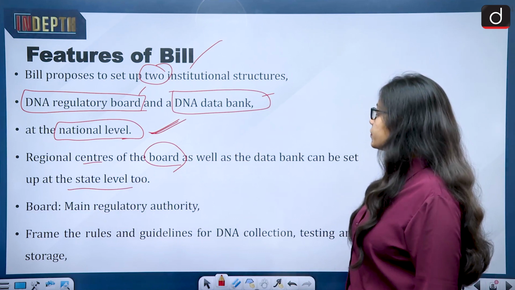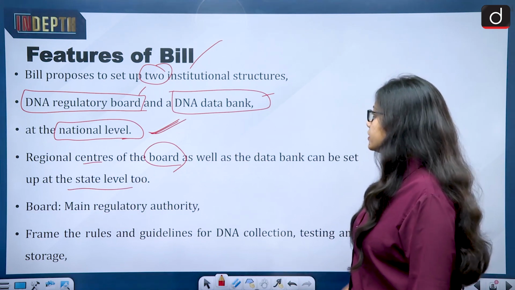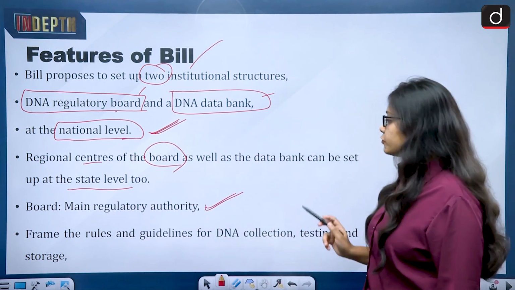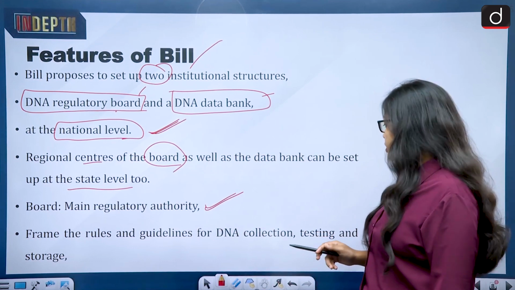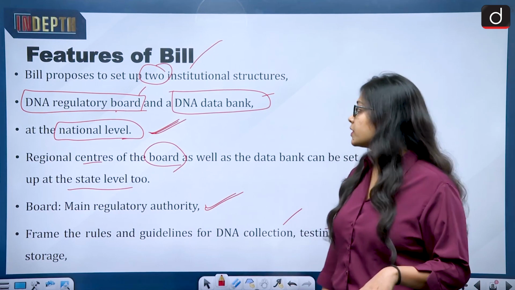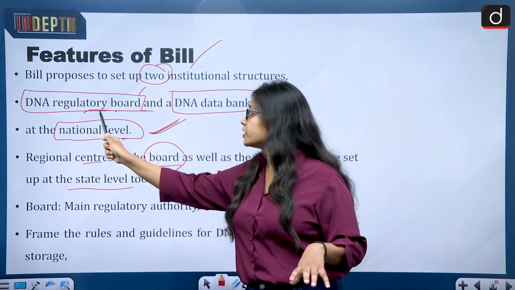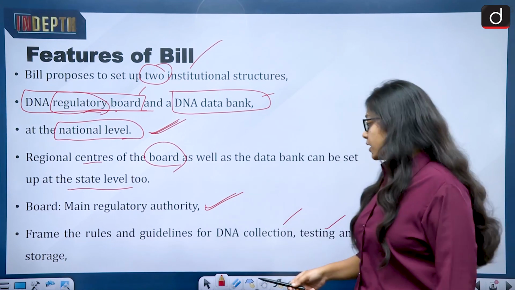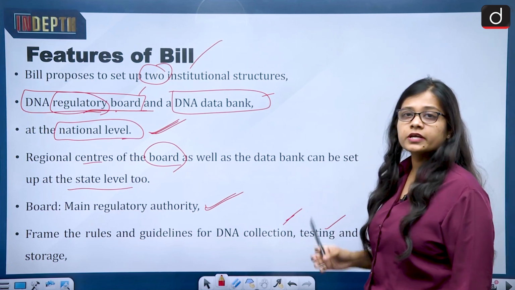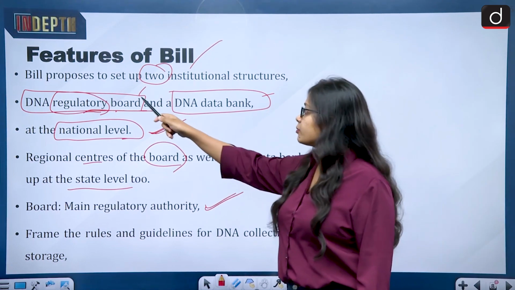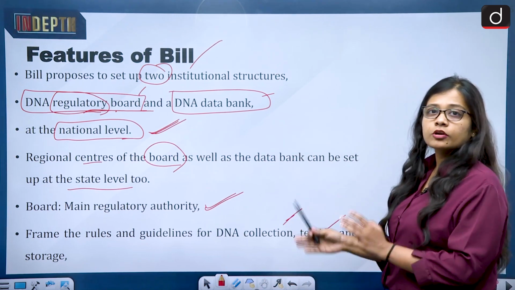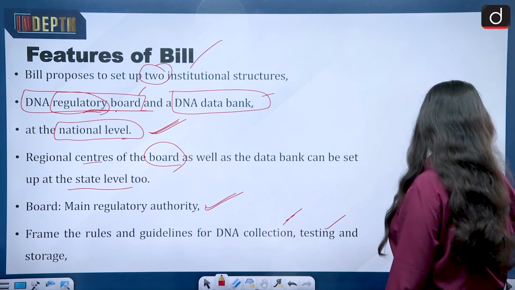Then the board would be the main regulatory authority. The DNA Regulatory Board would be the main regulatory authority which will frame the rules and guidelines for DNA collection, testing and storage. That is why it is the regulatory board. It will regulate how the DNA would be collected, how the testing will be done and how the samples will be stored. This will be the responsibility of the DNA Regulatory Board. But now that the bill has been withdrawn, this is not going to happen, at least as of now.